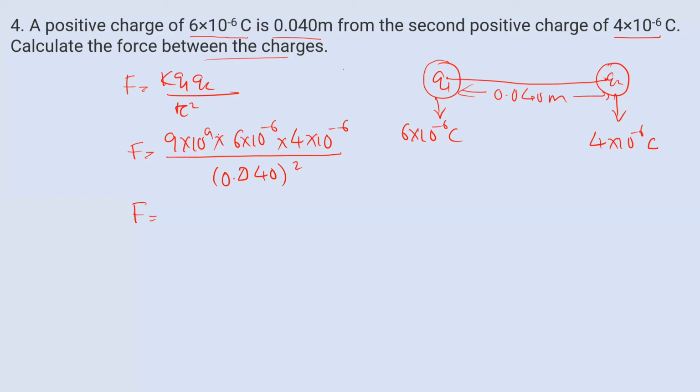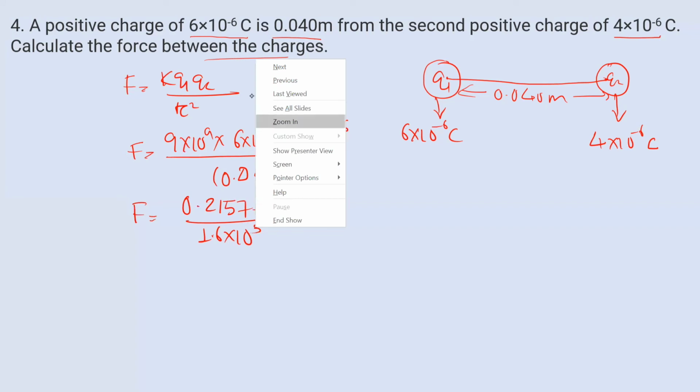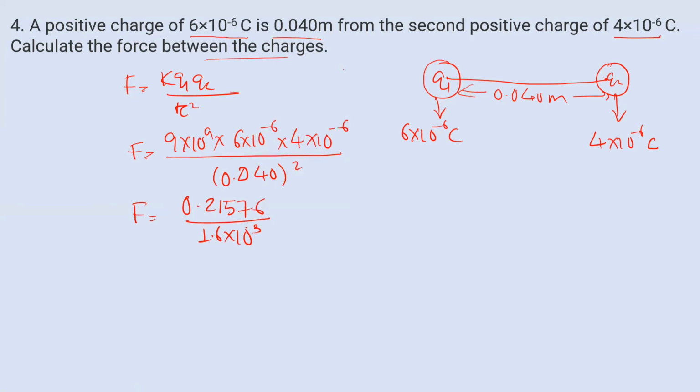Then you will get minus 3. You can see the calculation in the numerator, which gives 0.21576. And the denominator you can write as by 1000, all those things. You can do it on your own. This will give you in the denominator 1.6 into 10 to the power minus 3. This is how you can calculate. I think this is simple. You can do the calculation on your own.